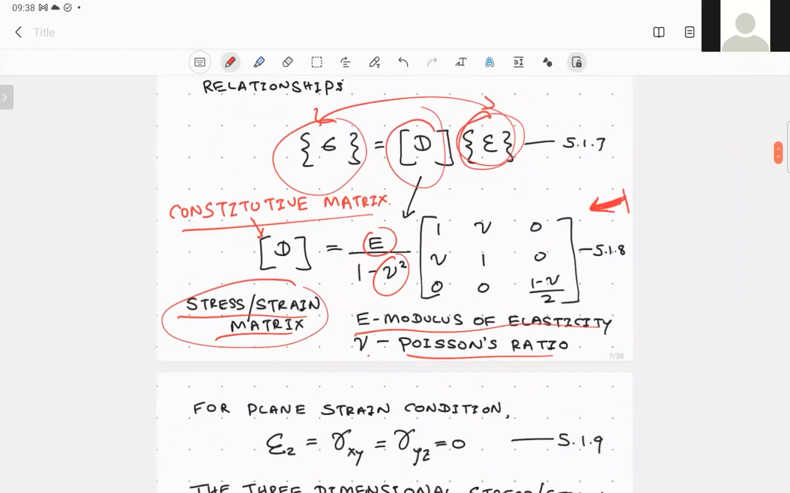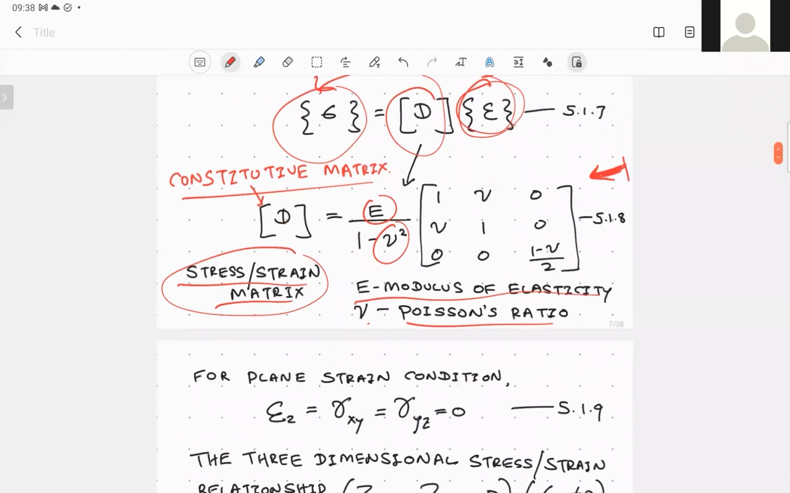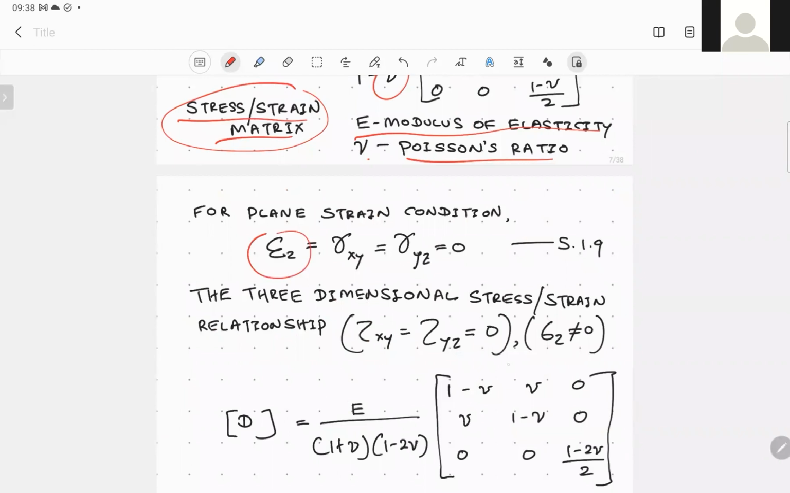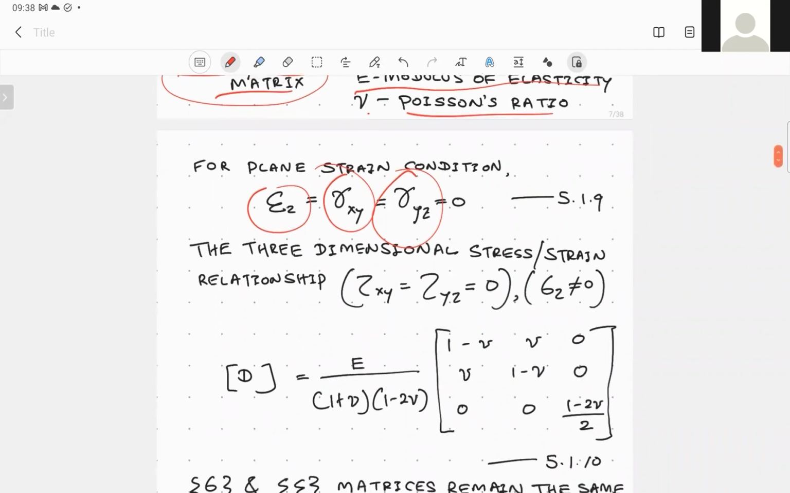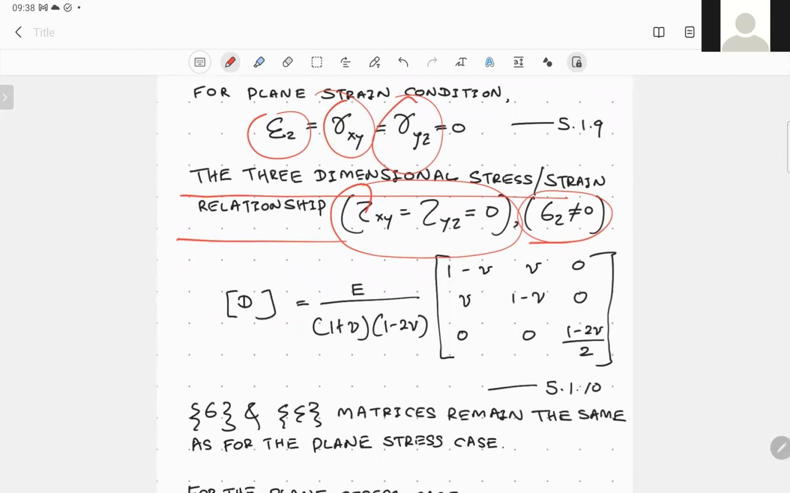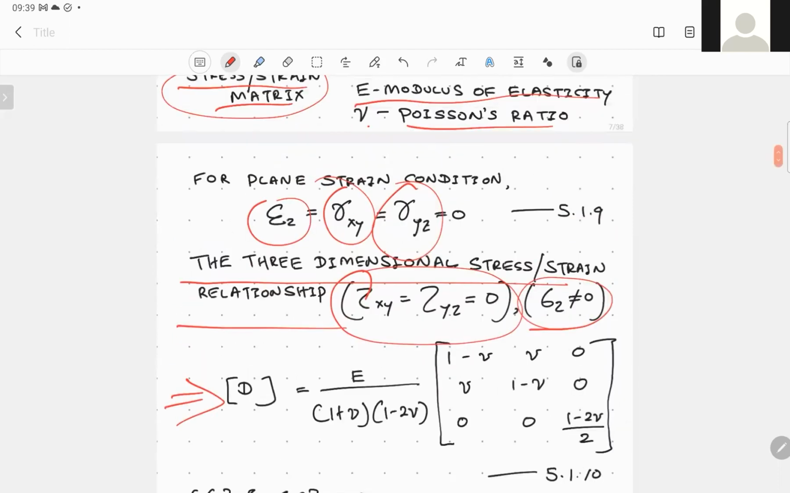So if we consider the plane strain condition, we know the strain acting in the Z direction, and of course the shear strains in the X, Z and Y, Z directions, are 0. So for the three-dimensional stress strain relationship, where this condition is satisfied, where the normal stress is not equal to 0, this is of course for the plane strain condition, the constitutive matrix will have this form. For the plane stress conditions, we will have it in this form.